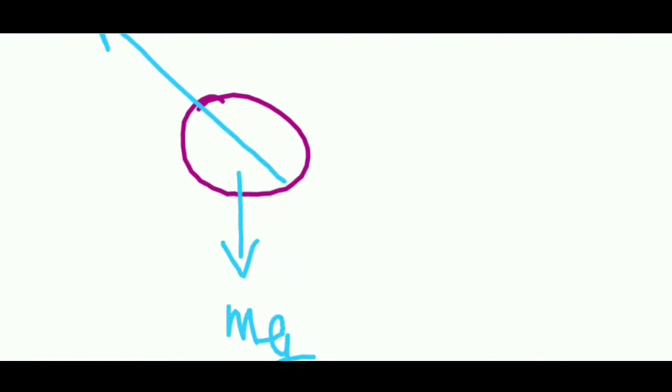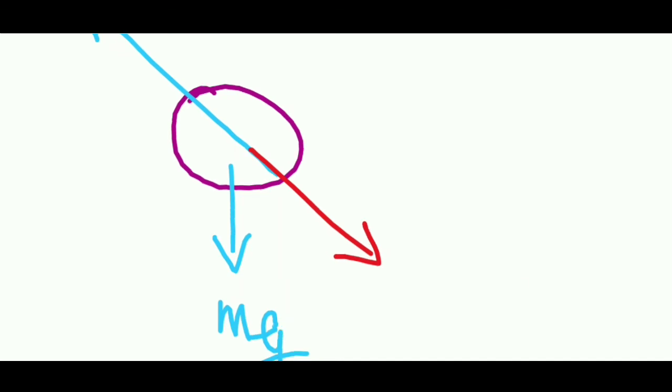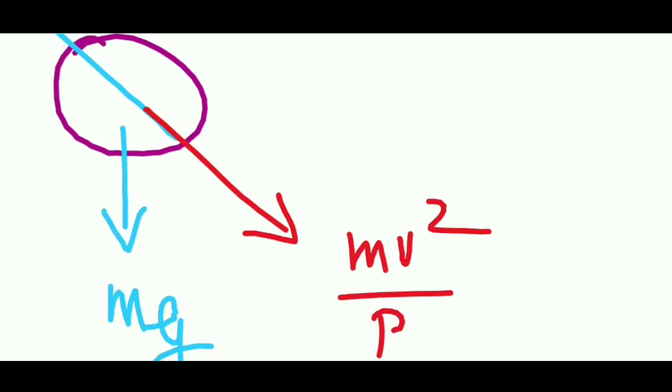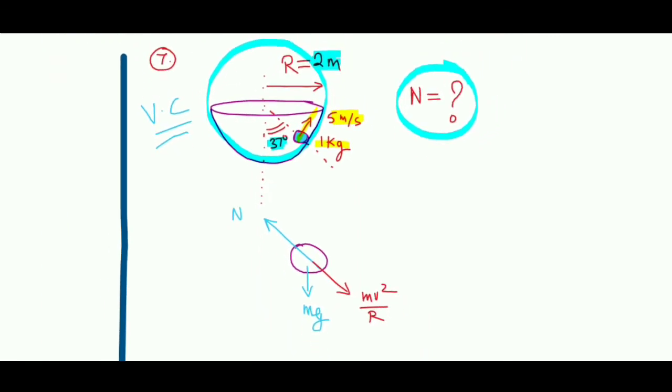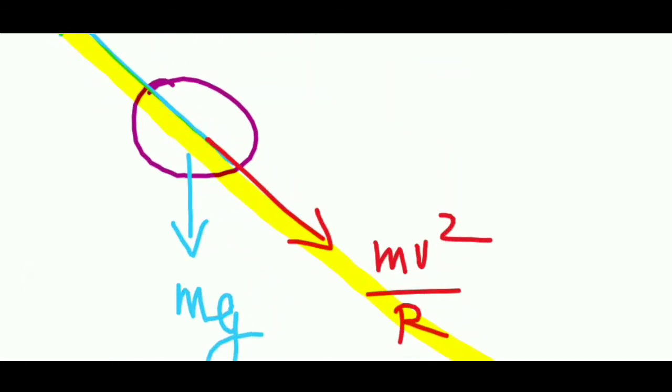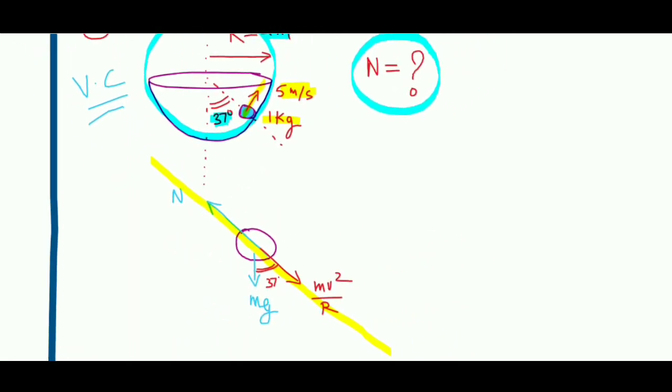So the direction of mv square by r, that is the centrifugal force, will be opposite to the center, which will also be, in this case, opposite to the normal force. Now I will balance the forces along the center line. Don't forget this, balance the forces along the center line only. So I will equate N equals mv square by r plus mg cos 37 degrees. This angle over here will be 37 degrees. Think, why 37 degrees?